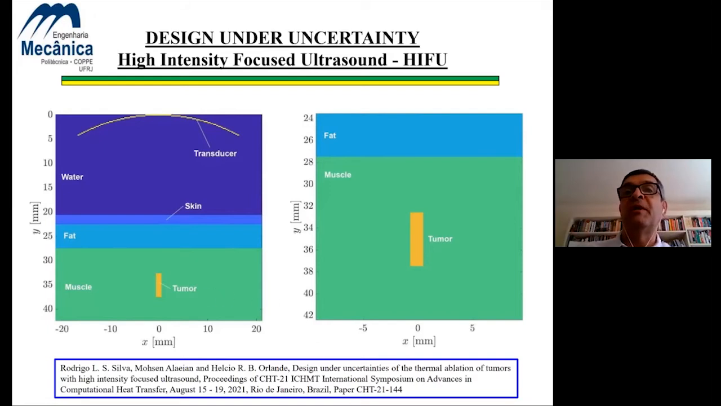Simulations were performed for this rectangular domain consisting of water, and also involving different tissues. And the rectangular region represented the tumor inside the muscle tissue. The tumor is represented in yellow. And the tumor was centered around this center line of the region at x equals 0, where the ultrasound transducer was also centered, with a focal point on the center line.